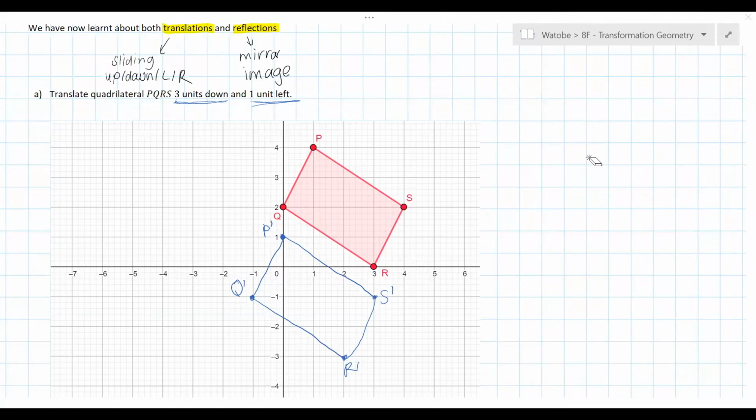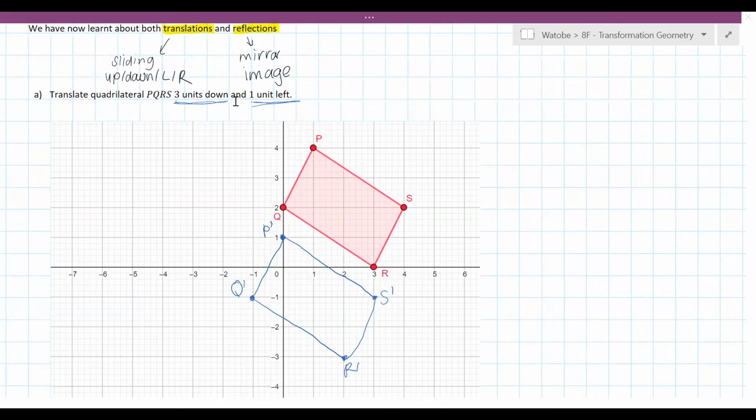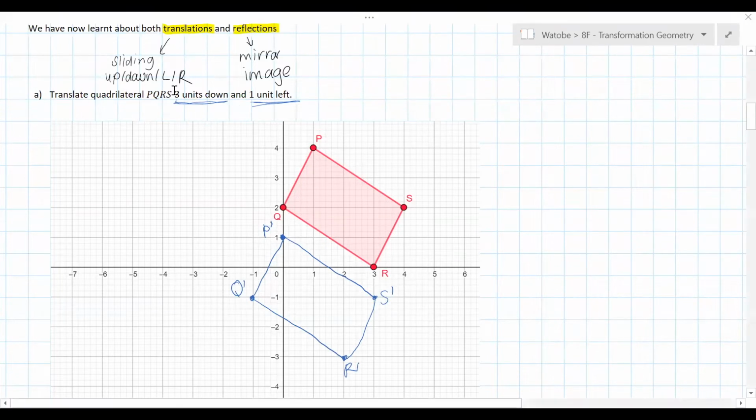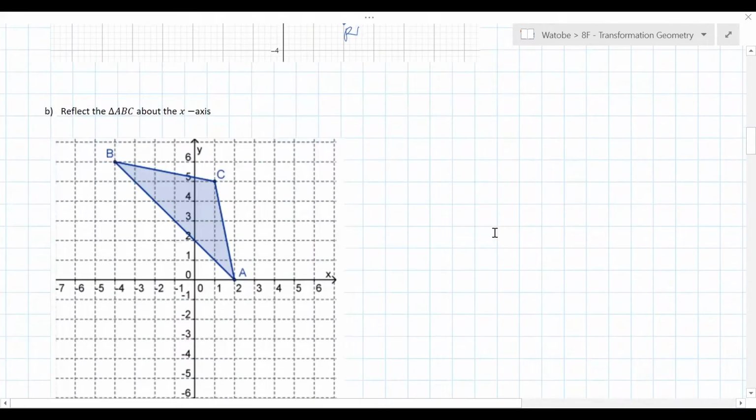Pleasure. Alrighty, guys, so let's have a look at our next example here. That was translations. Like I said, that is literally just moving points or a shape up, down, left, and right. Often what they'll do is they'll give you 2 instructions in one, like I did here. So down and left or down and right or whatever. But as long as you move each of the points according to what the instructions say, you will be absolutely fine. Right, the next thing we spoke about were reflections.